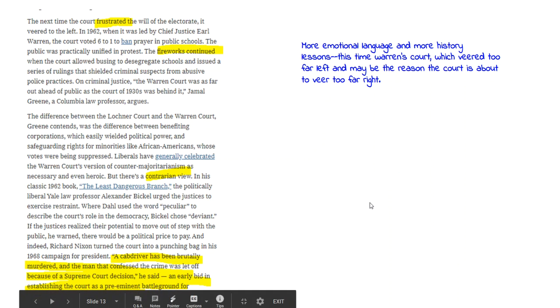More history lessons. More history lesson, this time with FDR. And he was the one who was criticized for wanting to pack the court. And of course, that is a charge that's being thrown against Joe Biden and the Democrats right now, should they take the election. More emotional language.